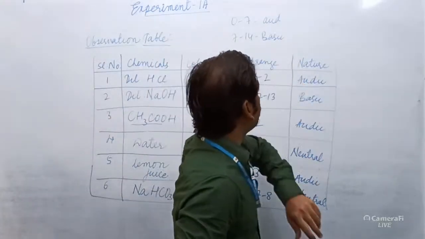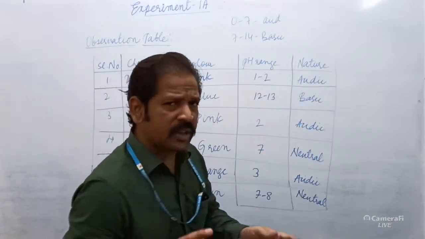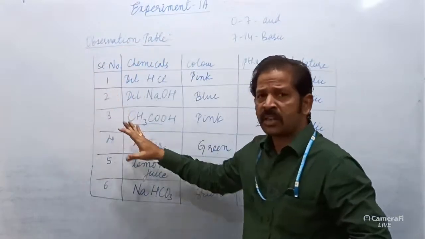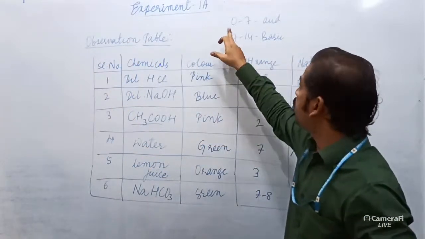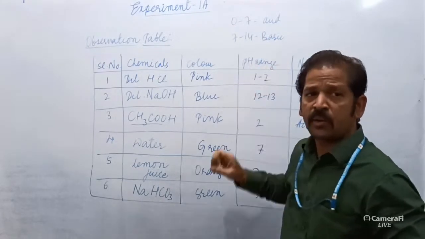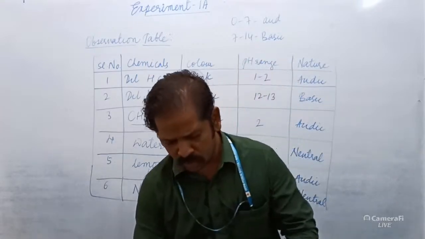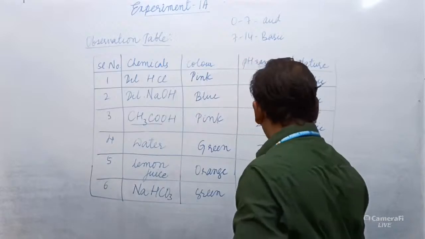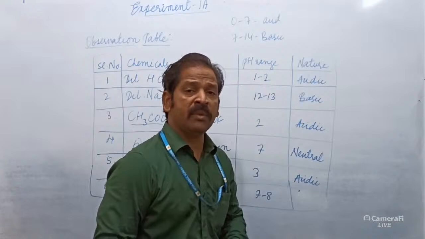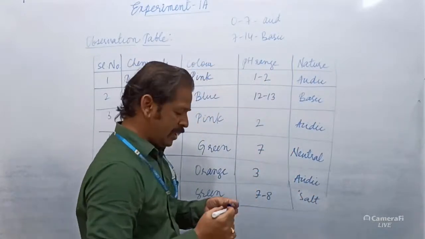Yes, acid and base, acidic and basic, and the salts' range will be different. Yes, this is experiment number 1A. Along with the observation table you also have the result. The pH value is identified with the help of this: 0 to 7 is acidic, 7 to 14 is basic, and 7 is neutral. The salt range will be different, whatever the range may be, but it is a salt. Sodium bicarbonate is a salt.